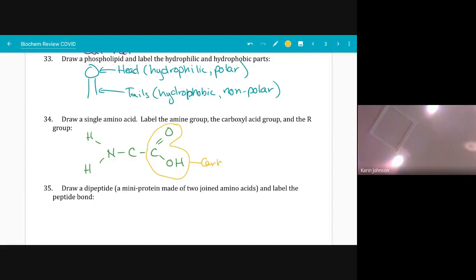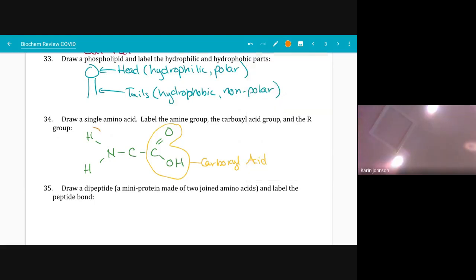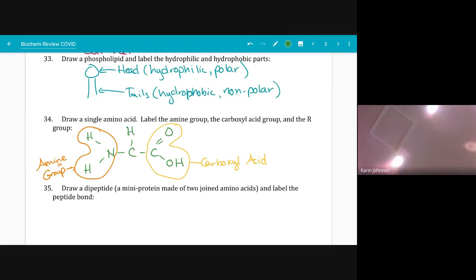This is the carboxyl acid group. And this is our amine group, and it's where we get the name amino acid, from the amine group. And then carbon still has just one little hydrogen on the top. It doesn't have any fancy name.